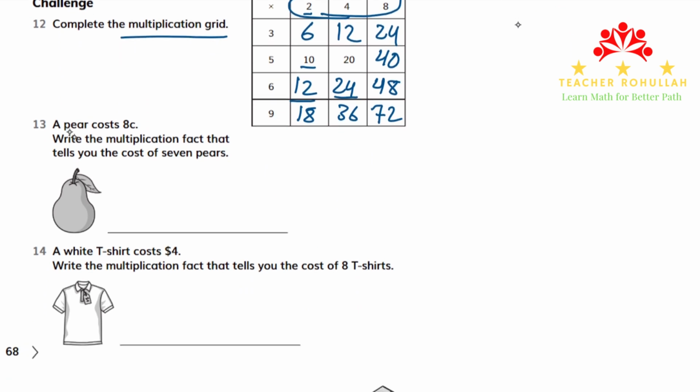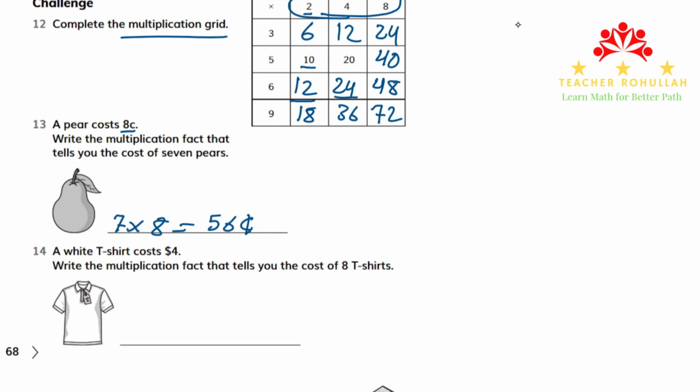In question 13, it says, a pear costs 8 cents. Write the multiplication fact that tells you the cost of 7 pears. So in this case, we can write 7 times 8, which is 56. So the cost of 7 pears is 56 cents.